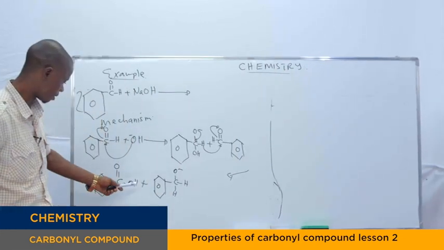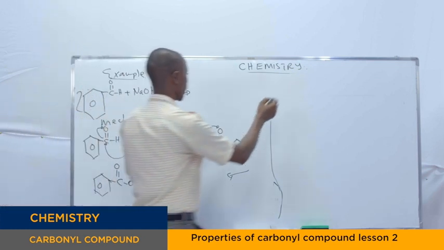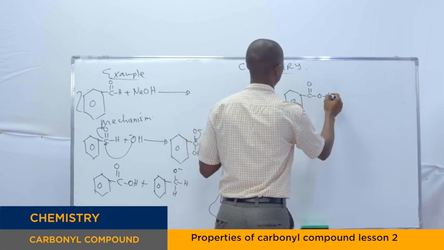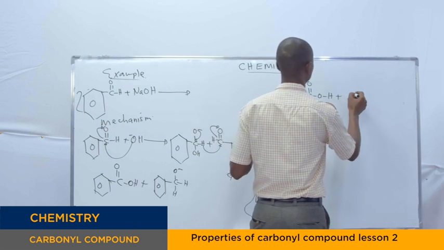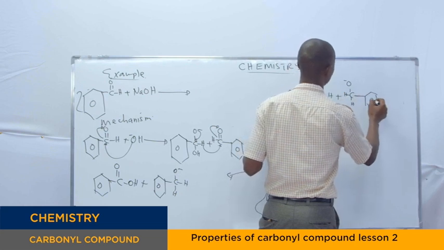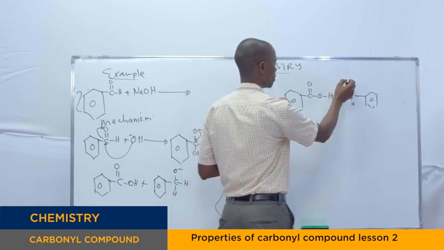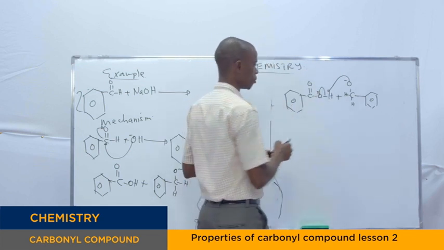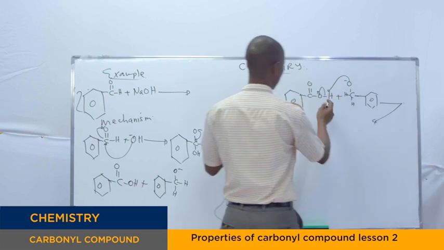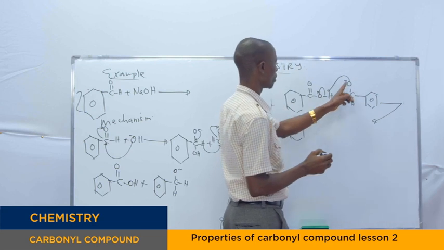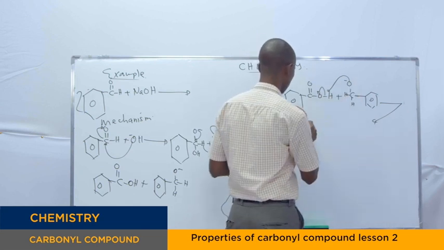Now this one, because this benzoic acid can release a proton, we can arrange it this way. Now this proton will be released. And this attacks this proton, making the electron move that way. So the final product here, we are going to have this one. When this proton is taken here, alcohol will be formed. This is benzyl alcohol.